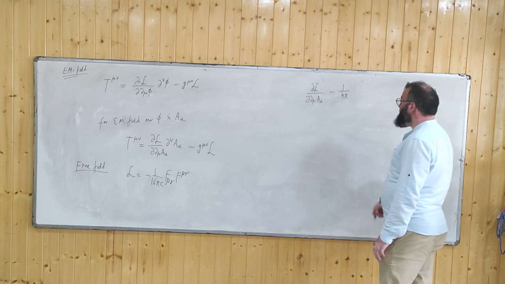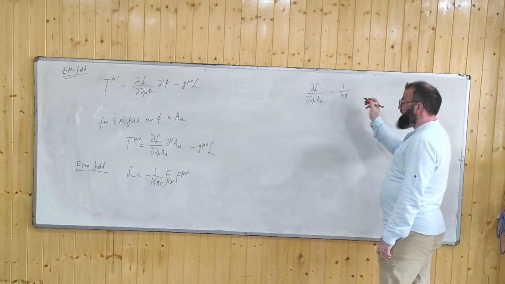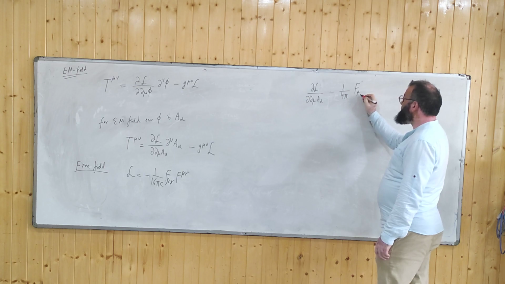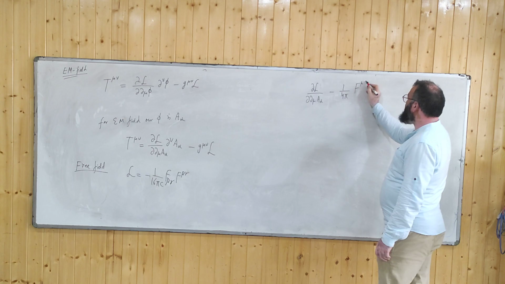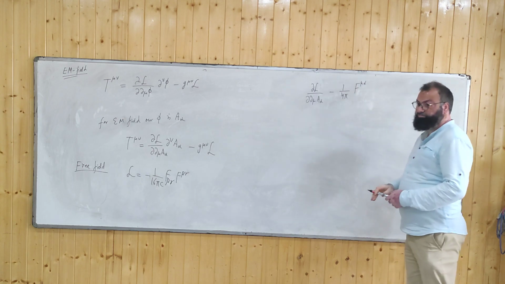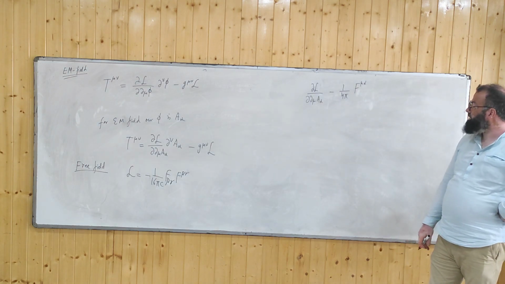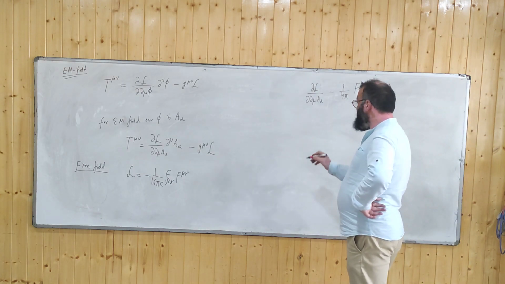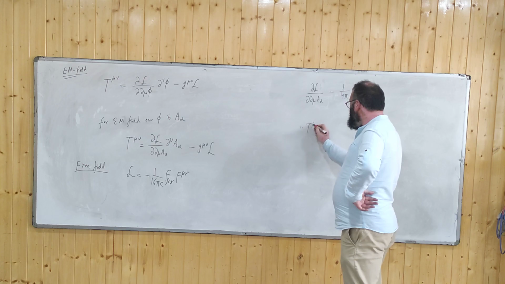Minus 1 by 4 pi. Okay, then what are you having? Where should I write? Okay, so it's a partial thing. So now let's write it. So therefore this T mu nu.